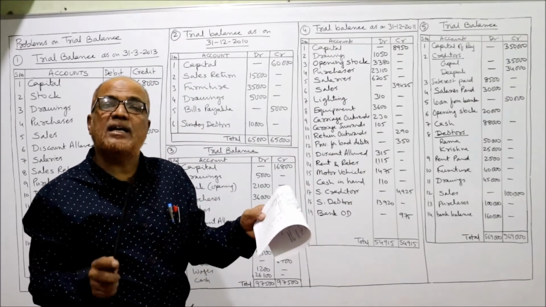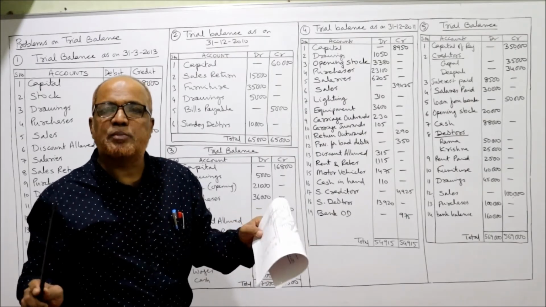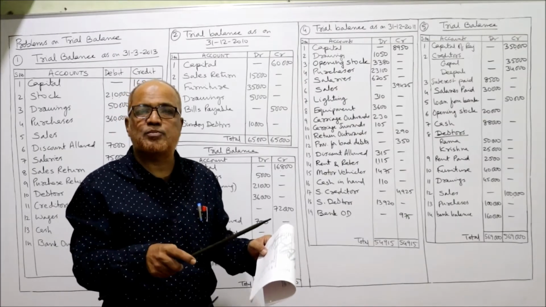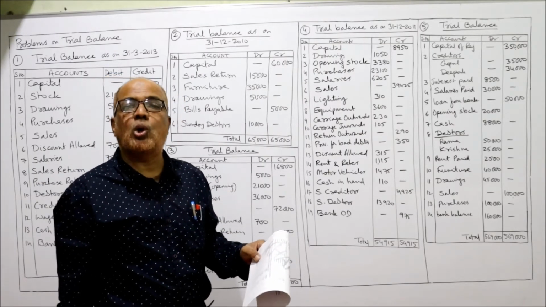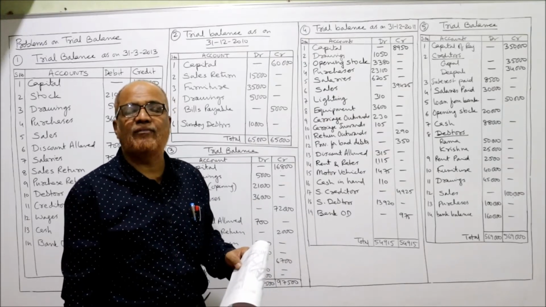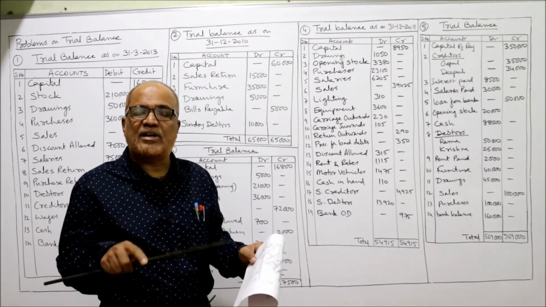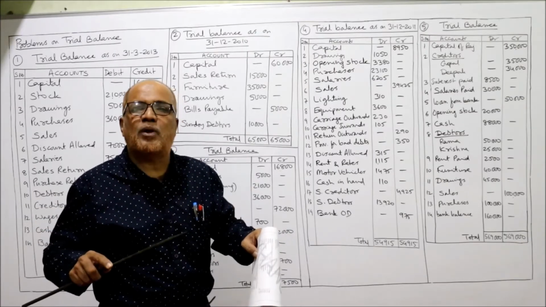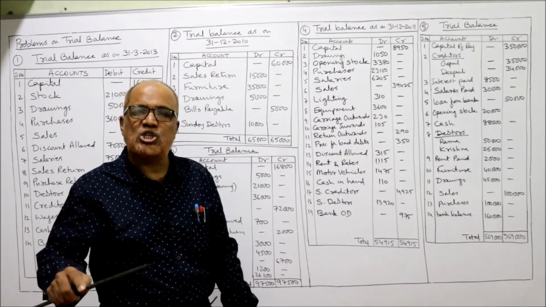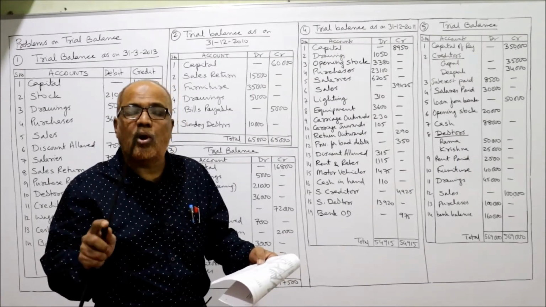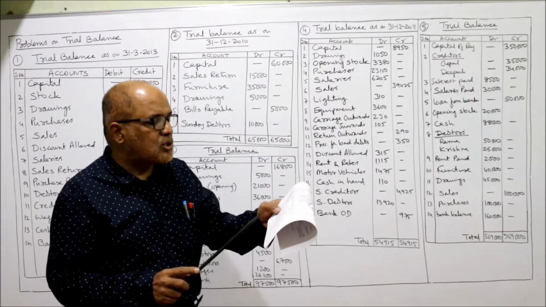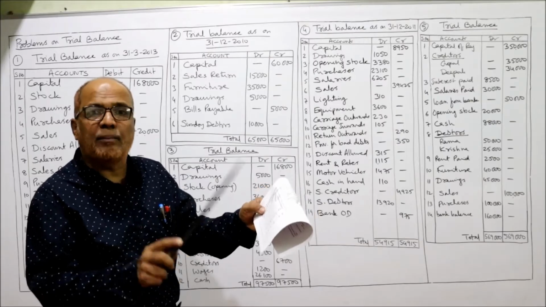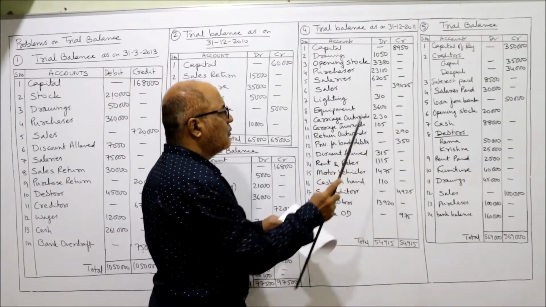Carriage outward and carriage inward, both are expenses. The difference between carriage outward and carriage inward I have already explained in the sole trading final accounts videos, which I have already uploaded. In those videos I explained the meaning of the terms carriage inward and carriage outward. From the trial balance point of view, both are expenses and both should show a debit balance. So here carriage outward has been taken in the credit column, 230. Wrong. Debit side. So carriage outward, debit column, 230.